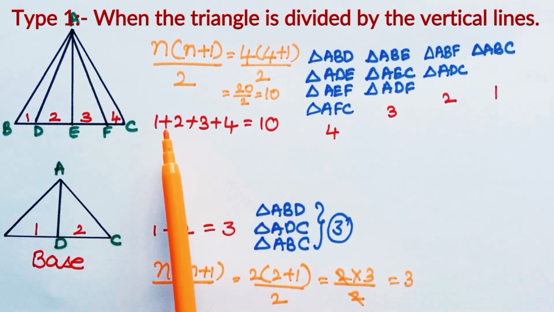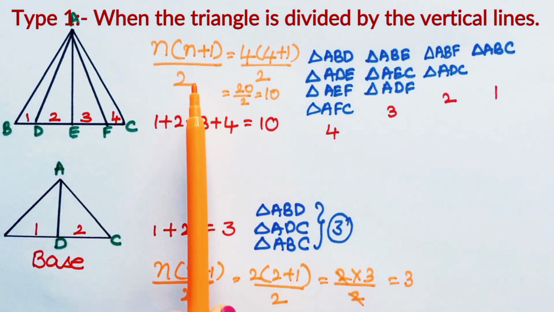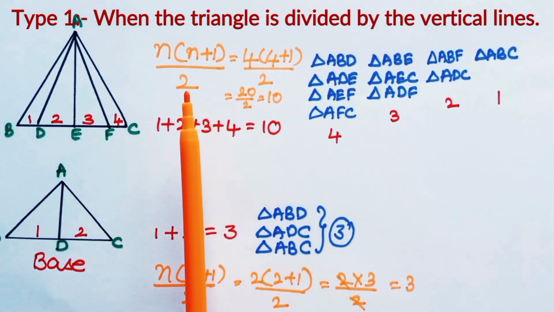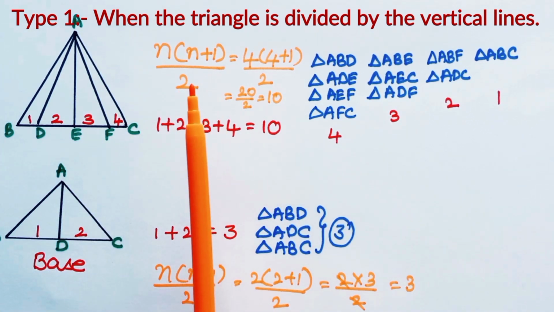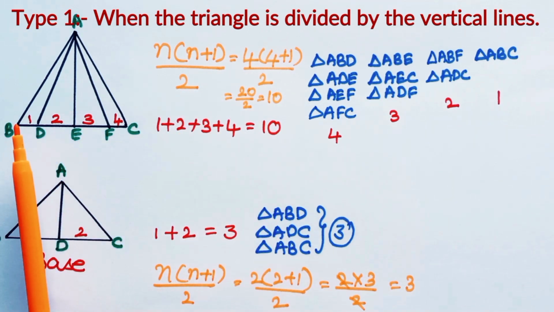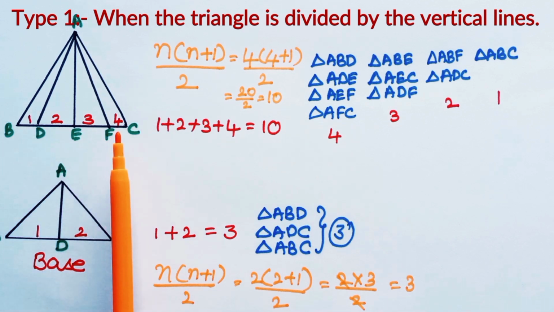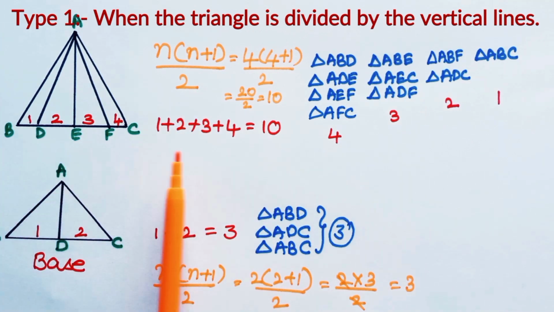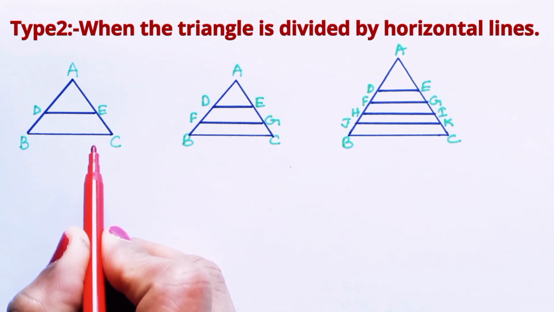So either we can follow this procedure, or you can also apply the same formula. So to calculate the number of triangles present in the given triangle when the triangle is divided by the vertical lines, we can apply this formula n into n plus 1 by 2, or else you can also follow this procedure. Just you count the number of parts in which the base of the triangle is divided, and then you add all these numbers. Without remembering this formula, you can follow this procedure. Now let us move to the next type of question.